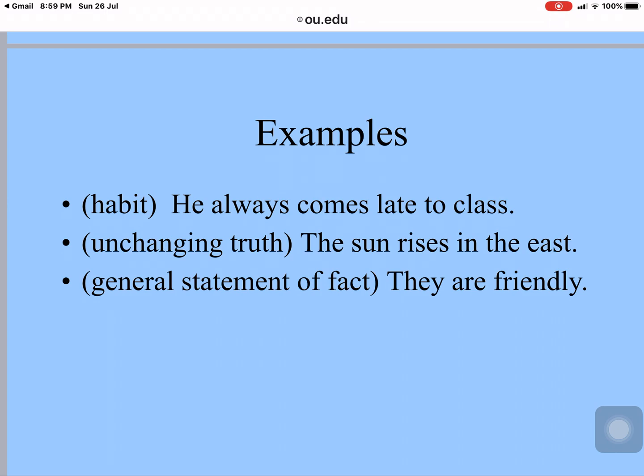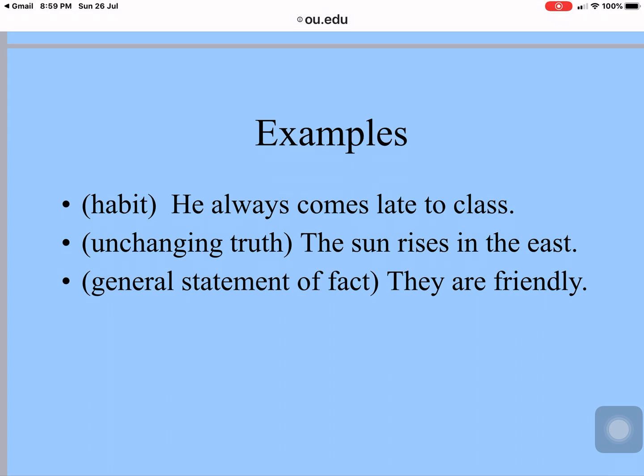Here, the sun rises in the east. This is unchanging truth. See here, the sun is a singular subject, so we have used S. See, rise is V1, but we have added S here. Why? Because sun is a singular subject. General statement or fact: they are friendly.